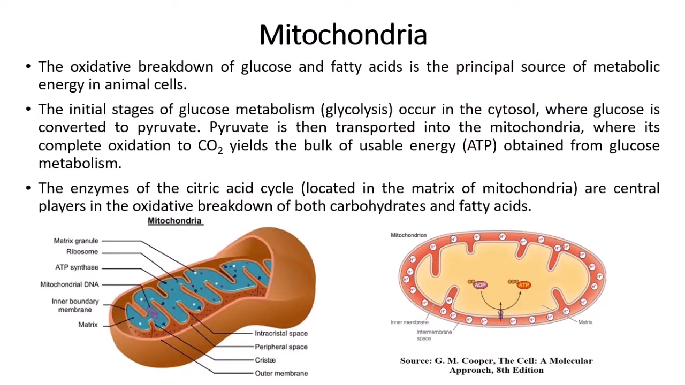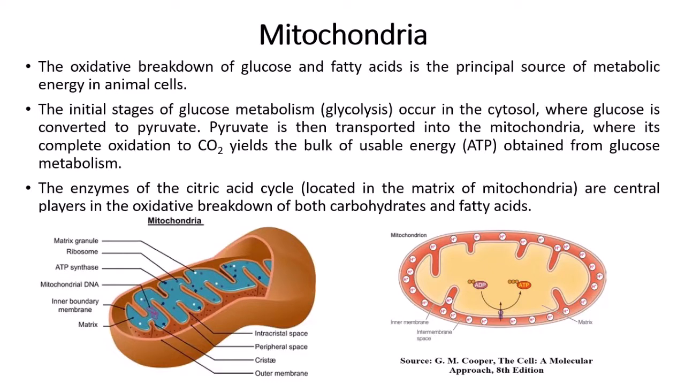The oxidative breakdown of glucose and fatty acids is the principal source of metabolic energy in animal cells. The initial stages of glucose metabolism, which is glycolysis, occurs in the cytosol, where glucose is converted to pyruvate. Pyruvate is then transported into the mitochondria, where its complete oxidation to carbon dioxide takes place, yielding energy in the form of ATP from glucose metabolism.